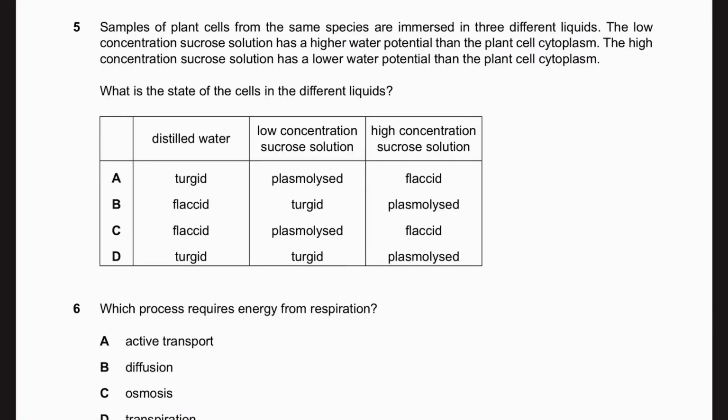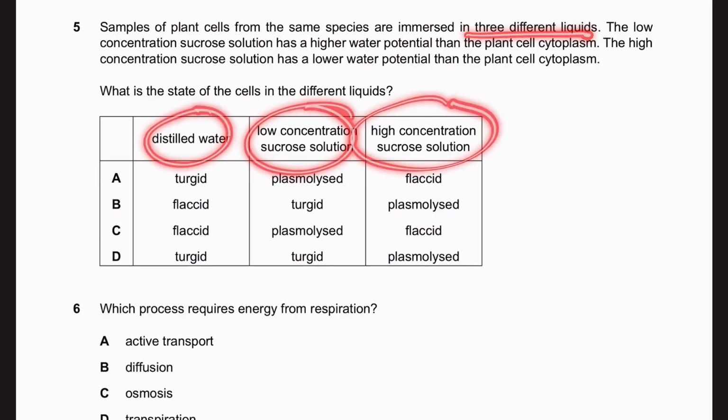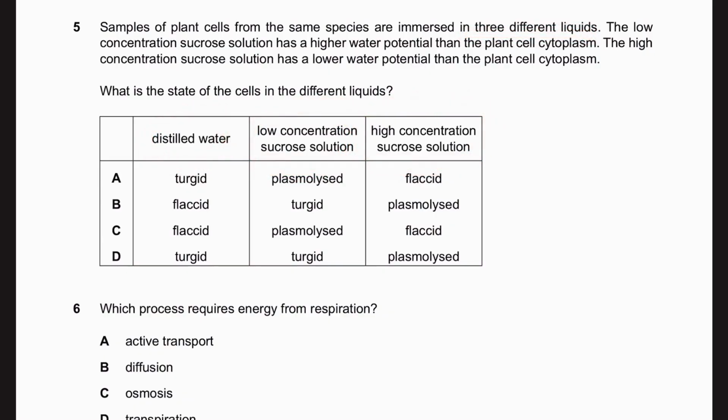Okay, question 5. Samples of plant cells from the same species are immersed in 3 different liquids. And that would be this one, and this one, okay? And so it says the low concentration sucrose solution has a higher water potential than the plant cell cytoplasm, and the high concentration sucrose solution has a lower water potential than the plant cell cytoplasm.